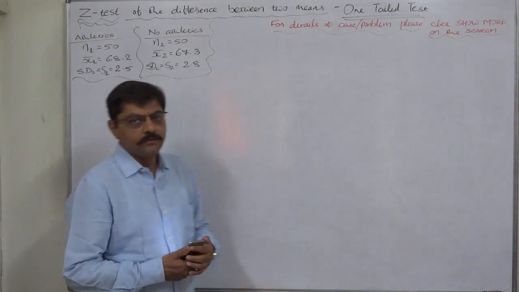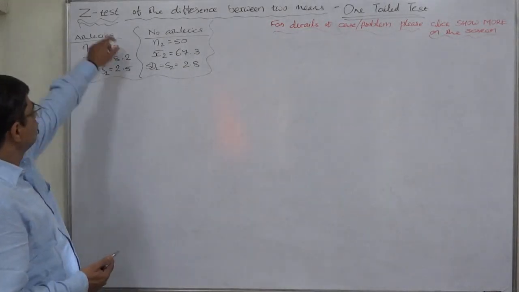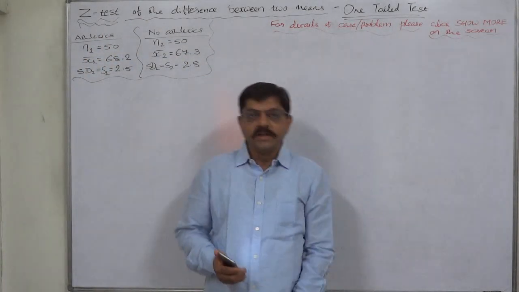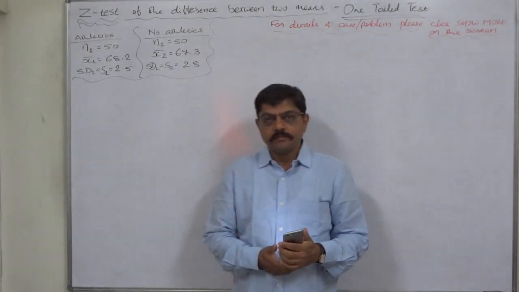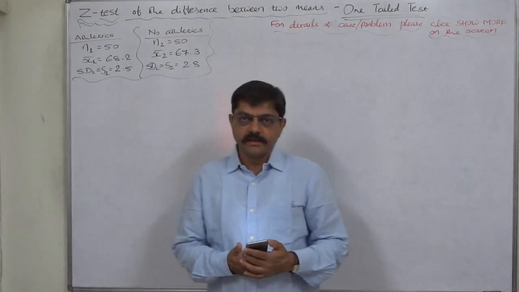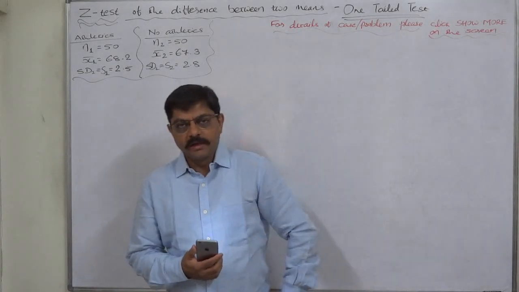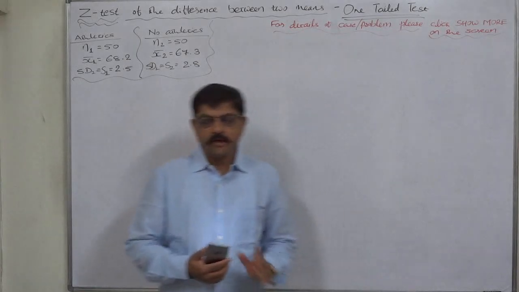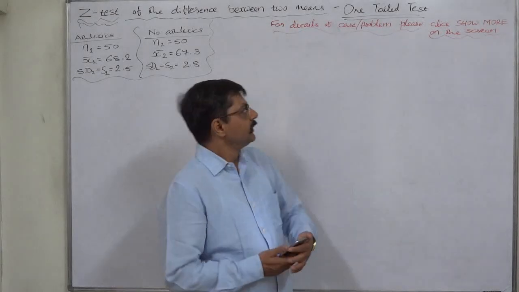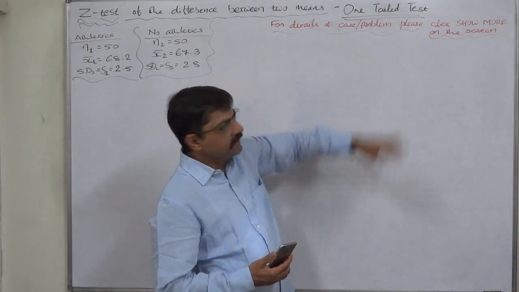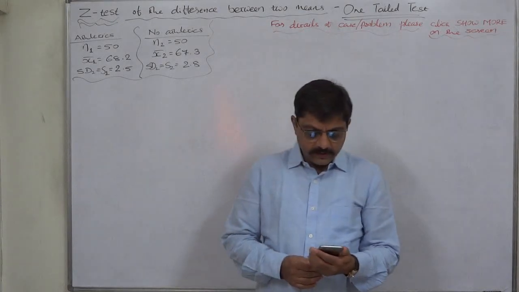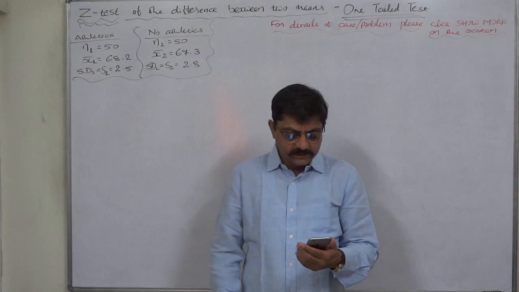Z-test. Now we are with a case of Z-test of the difference between two means, one-tailed test. Previously we have already discussed one case of Z-test of difference between two means, but that was a very simple case of two-tailed test. Now we are with a case again inspired from real life, and that is a case of one-tailed test. First of all, let's have a reading of the problem or case.